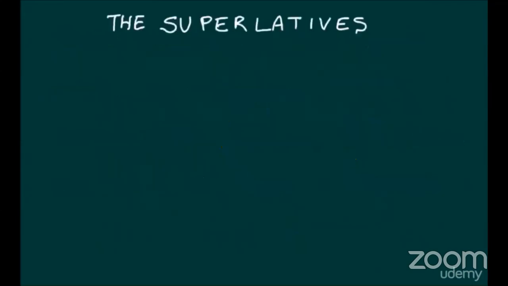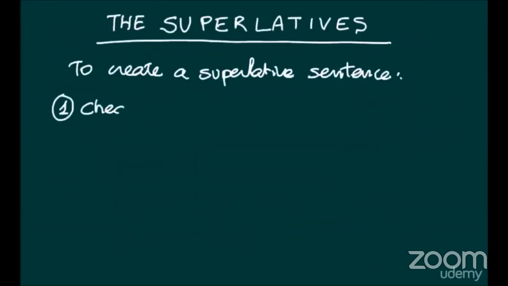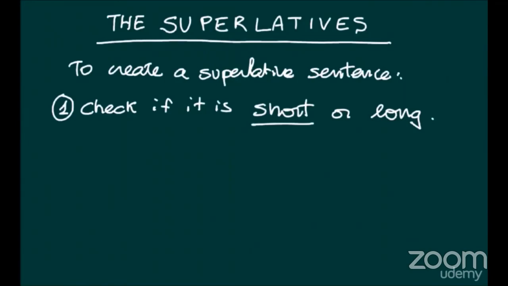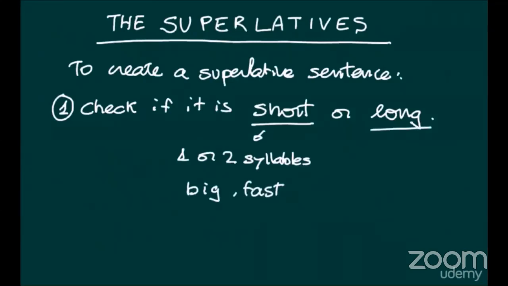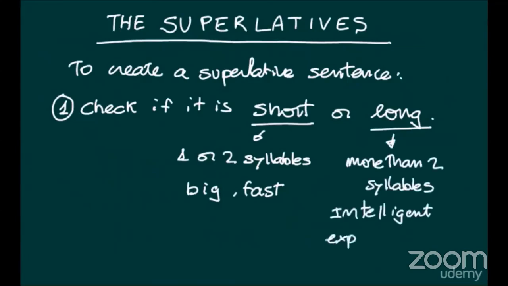Now let's see the superlatives. To create a superlative sentence, we have to check first if the adjective is short or long. We consider short when it has one or two syllables, like big or fast, and we consider it long when it has more than two syllables, like intelligent, expensive.